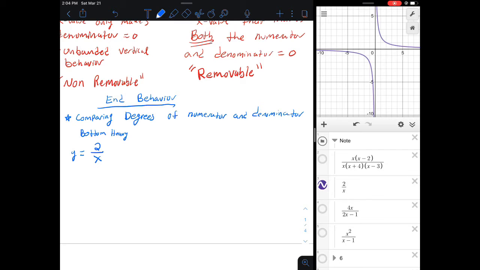So if we're bottom heavy, the end behavior is that there will be a horizontal asymptote at y equals 0, at the x-axis. So that's case 1. Now, a second scenario is that they'll have the same degrees.